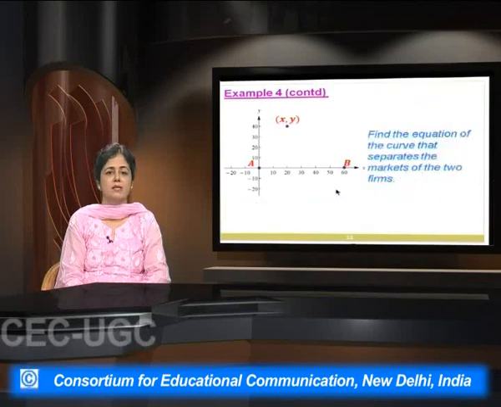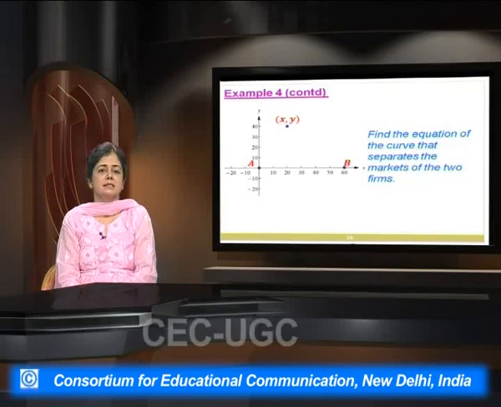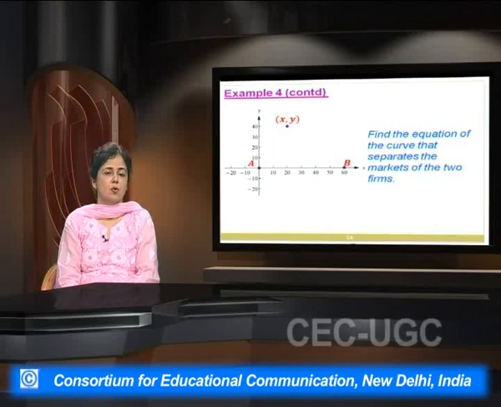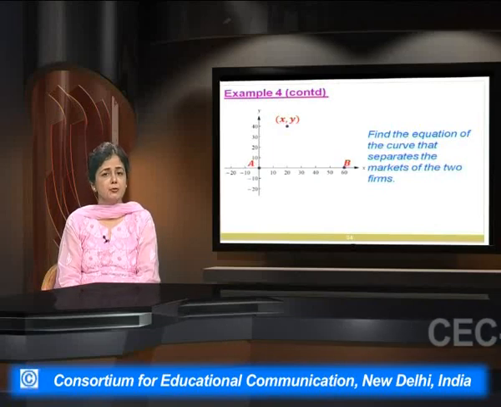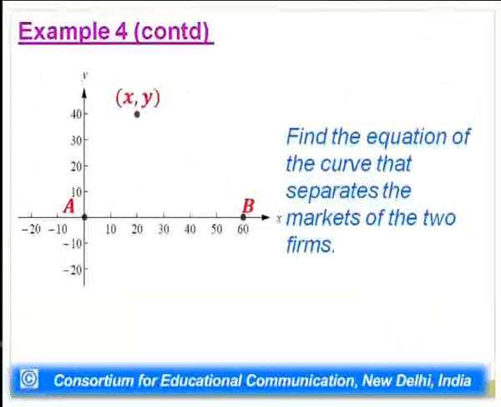Now let's look at our question. The question here asks us, find the equation of the curve that separates the markets of the two firms. Now, first of all, you have to understand here what we mean by the equation of the curve that separates the markets of the two firms. Note here, the customer has a choice of two firms.